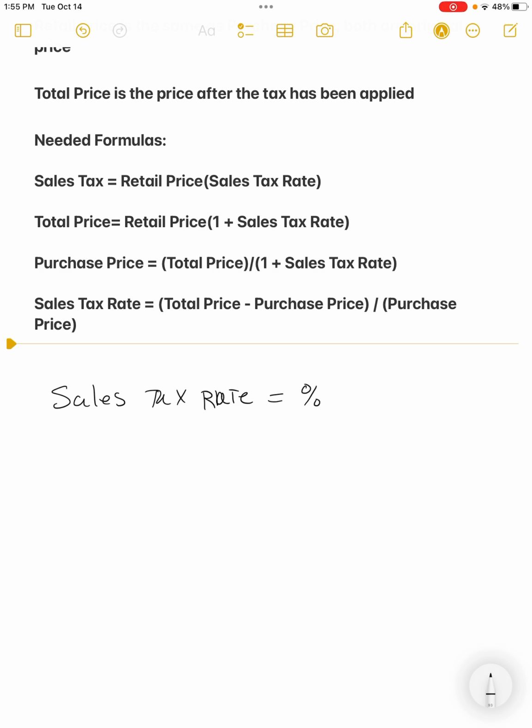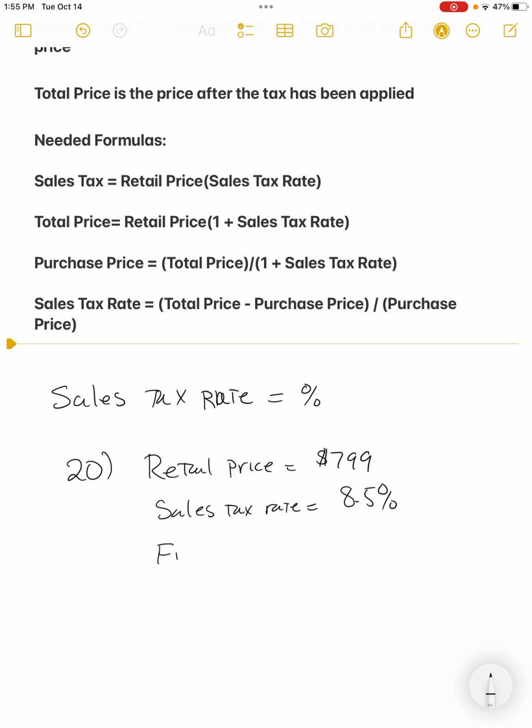So kind of interesting there. They actually have some poor wording as you go through the homework in one area. So let's take a look at number 20. Number 20 is telling us that we have a retail price, an original price of $799, and we have a sales tax rate of 8.5%.